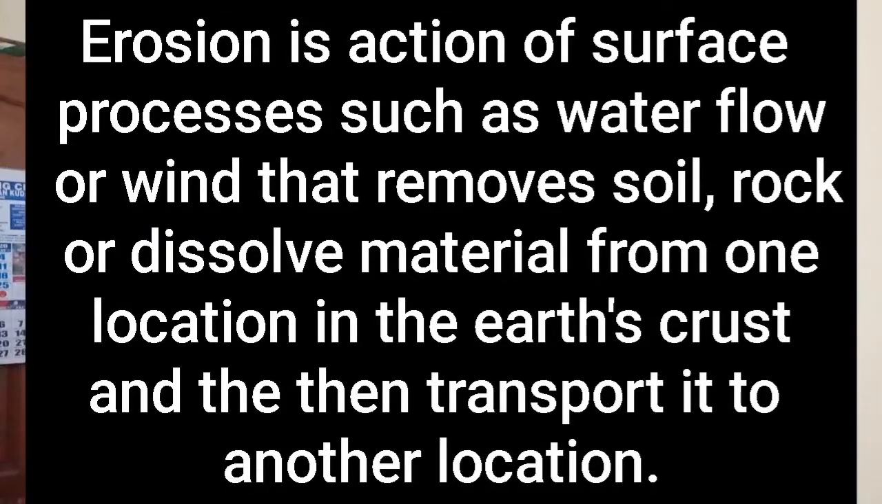What is erosion? In earth science, erosion is the action of surface processes such as water flow or wind that remove soil, rocks, or dissolved materials from one location in the earth crust and then transport it into another location. It is distinct from weathering, which involves no movement. In short, erosion is defined as removal of rocks and soil by winds, water, ice, and gravity.